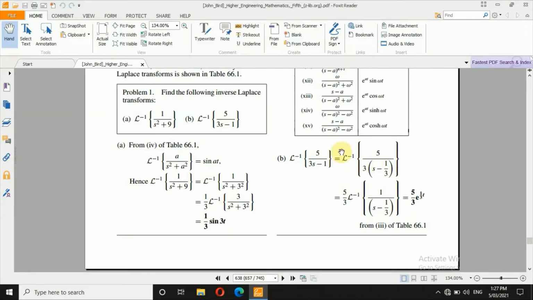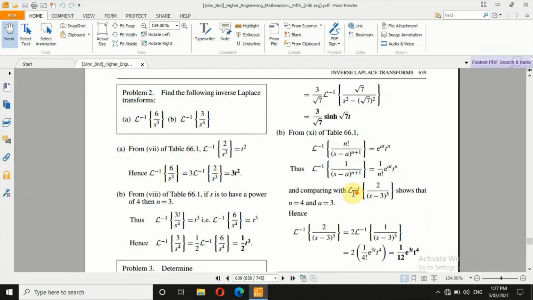Now from here, 5 over 3 can come outside to give us 5 over 3 times the Laplace inverse of 1 over x minus 1 over 3. Looking at this very well, in this case this is our a. So if this is our a, then the answer is 5 over 3 exponential 1 over 3t, because this is my a. And don't forget that this 5 over 3 we can break out to give us 5 multiplied by 1 over 3.